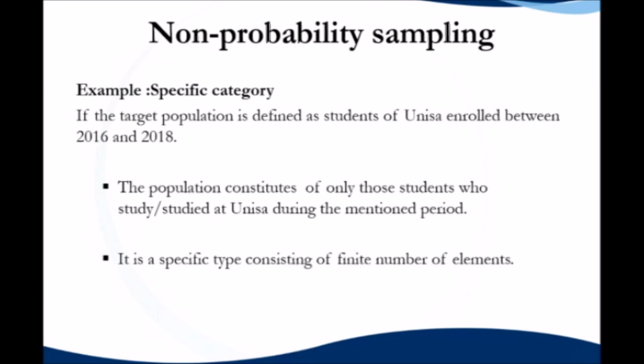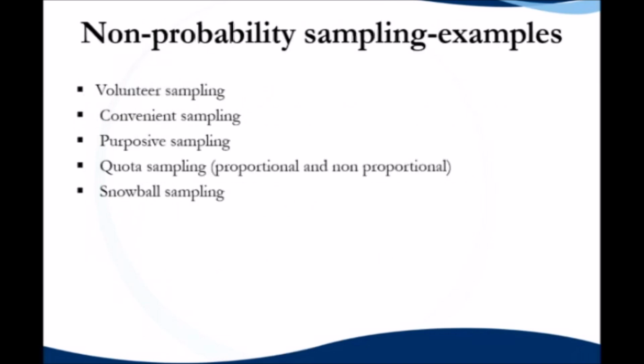With a probability sampling scheme, you have to be specific. You have to say, I'm only looking at students who are studying at UNISA, or I'm only looking at education students, master's students, like that. I'm going to look at the examples of non-probability sampling.